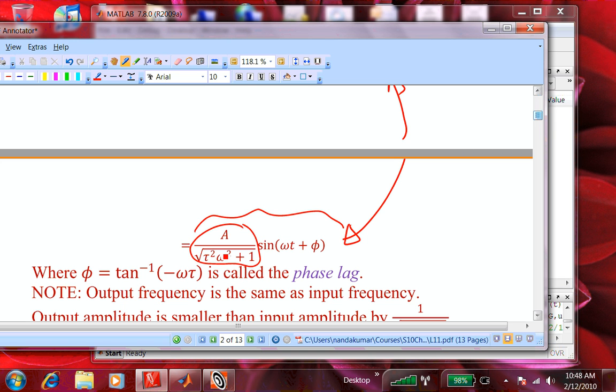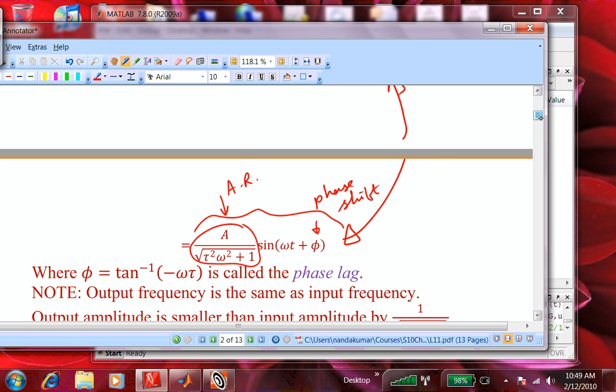And then there is a phase shift by phi. And phi is given by tan inverse of minus omega tau. We will call these the amplitude ratio and the phase shift. So what it says is when you put a sinusoidal input, the output is the same sinusoid with the same frequency, with a phase shift and with an amplitude that is changed.